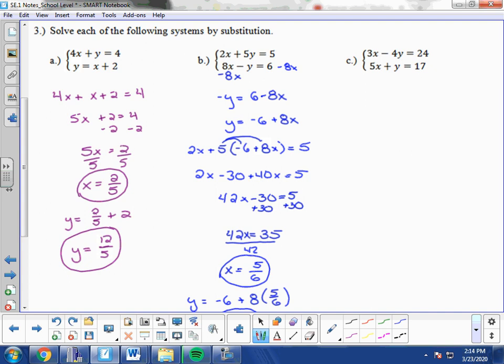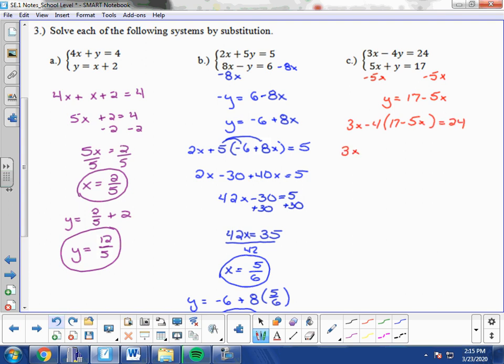So what I would do here is I would use the bottom equation to get y by itself, because that's a simple, one step. Y equals 17 minus 5x. Now I can take that 17 minus 5x and substitute that back into the first equation. So this would be 3x minus 4 times 17 minus 5x equals 24.